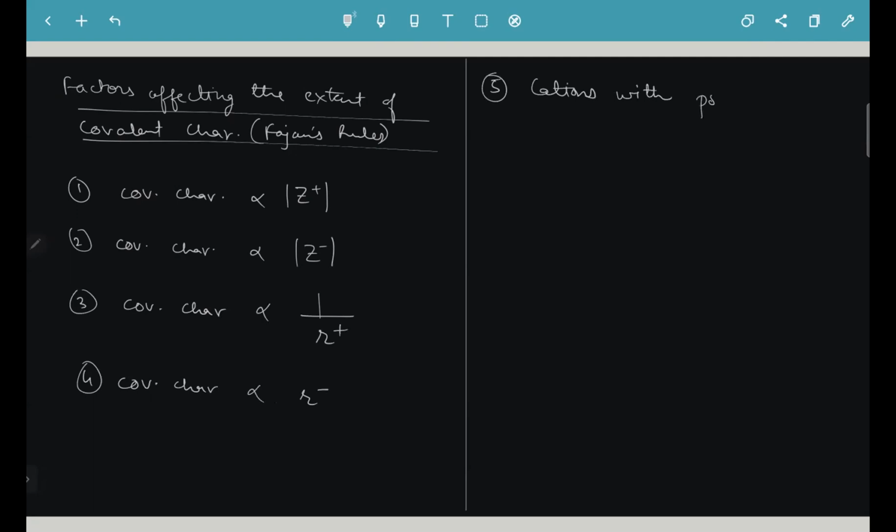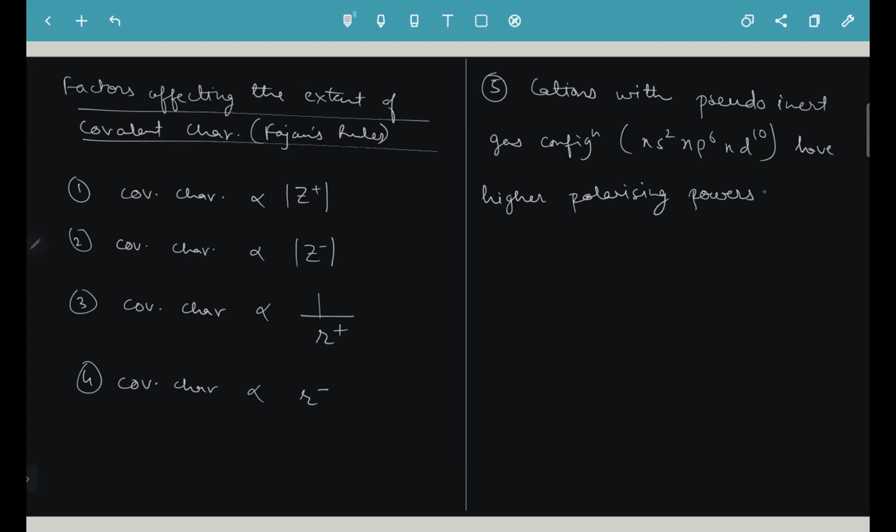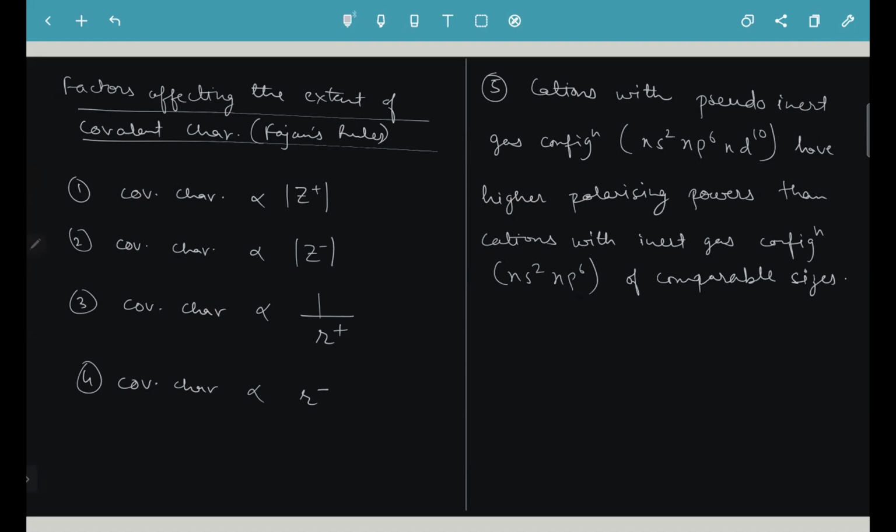Cations with pseudo inert gas configuration, bracket में लिख लो ns2 np6 nd10, have higher polarizing powers than cations with inert gas configuration, bracket में ns2 np6, of comparable sizes. Pseudo inert gas configuration and inert gas configuration. ये एक बार explain कर देता हूं मैं.